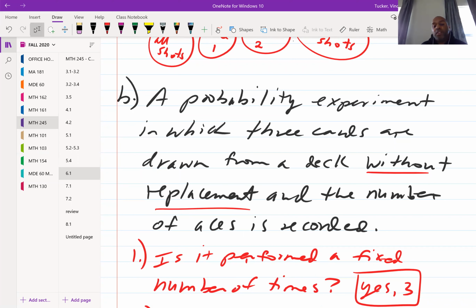So we have to ask ourselves those same 4 questions, to see if it fits the binomial experiment criteria. So first one, is it performed a fixed number of times? The answer is yes. It says you get to pick 3 cards out of the deck. So it fits number 1.